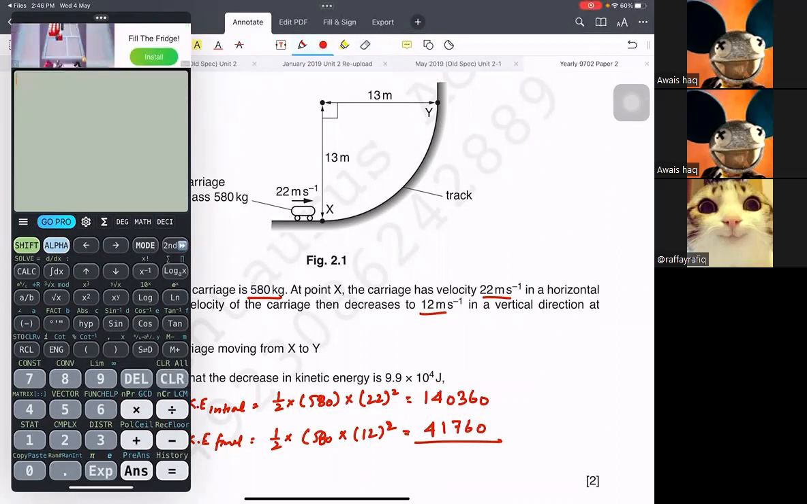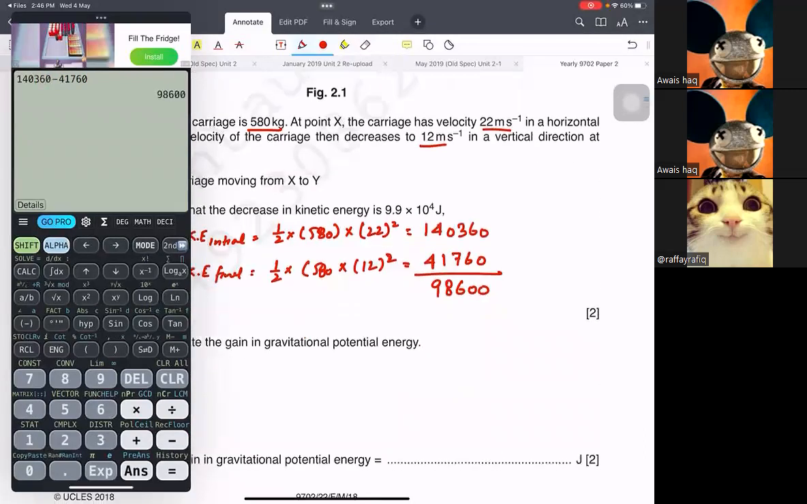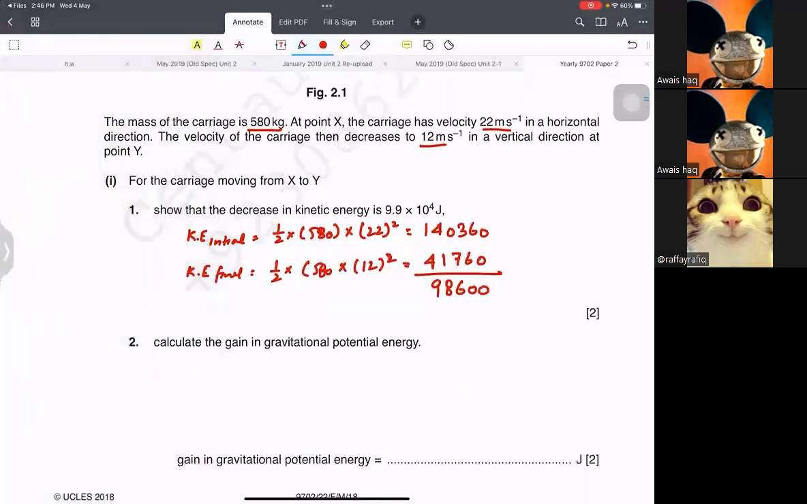So this will be 140360 minus 41760. So 98600. So if I were you, this is equivalent to 9.9 times 10 raised to the power 4. Okay. By the way, do not forget to write the units. That's joules. It's very important.